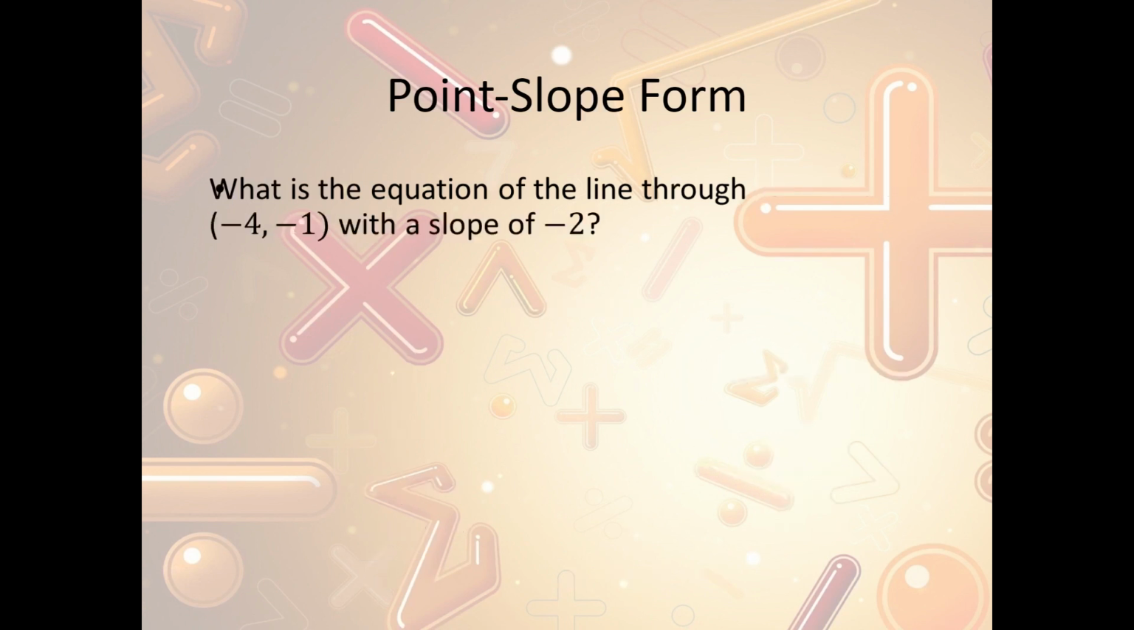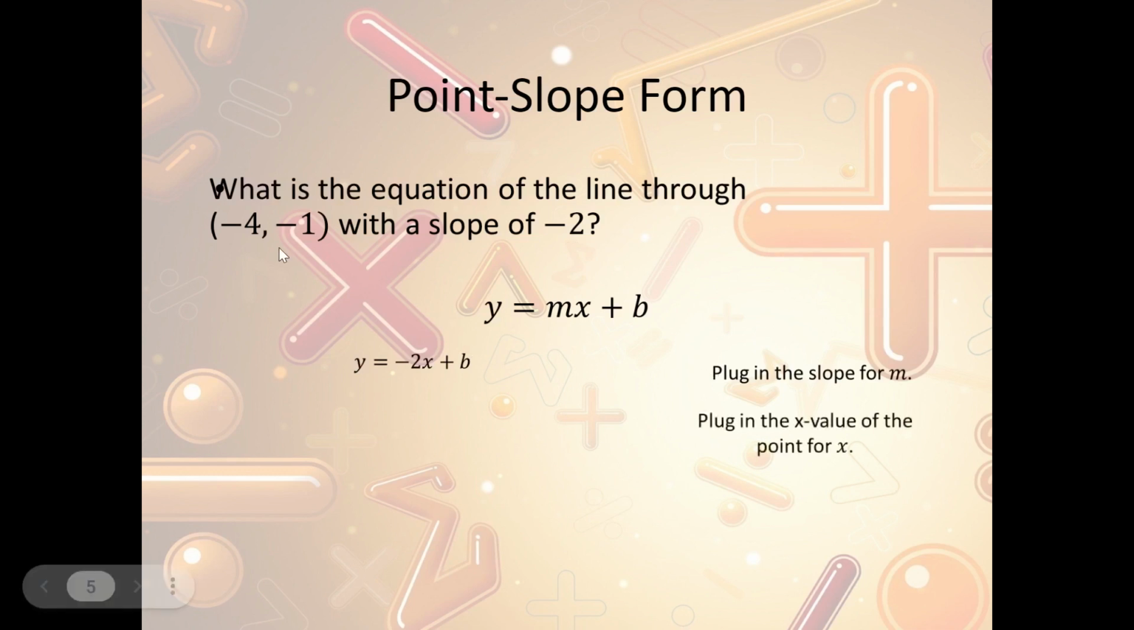Now let's look at another example. We have negative 4, negative 1 as our point, and the slope is negative 2. So we're going to start with y equals mx plus b, and then we're going to plug in what we know. Well, we know the slope is negative 2, so that goes in for m. So this becomes y equals negative 2x plus b. Then we're going to plug in our x value. Well, our x value is negative 4, so we're going to plug that in for x. So this becomes y equals negative 2 times negative 4 plus b.